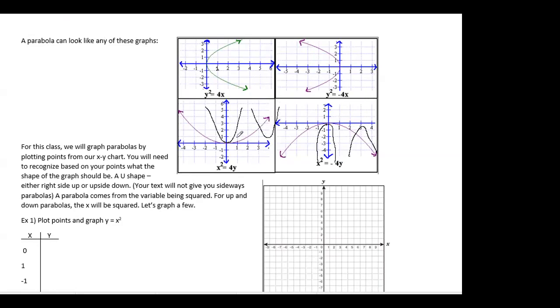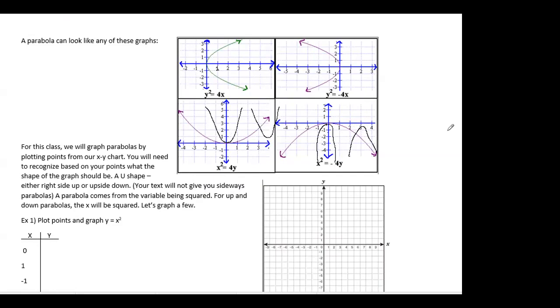So whether they're skinny or fat, upside down, right side up, moved around so that they're not on the origin, all of those would be parabolas. A parabola comes from the variable being squared. And like I said, in our book, we're only going to be working with X squared.